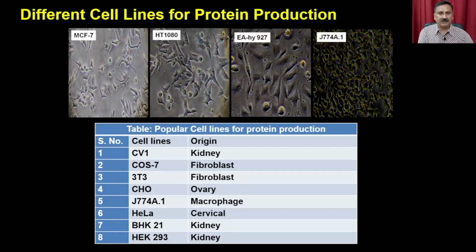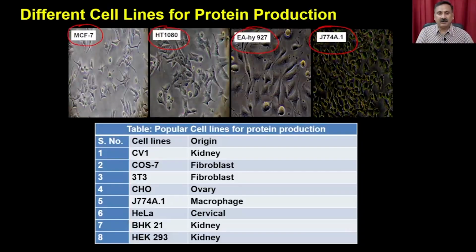So these are some of the cell lines you are going to use. You can use MCF7, HT1080, EH927, and you can use the macrophage cell line RAW264.7. All of these cell lines have their own origins, so you can use the cells as per the origin of the protein as well. For example, if you are trying to express an enzyme which is mostly found in the kidney, then in that case you should use the CB1 cells.